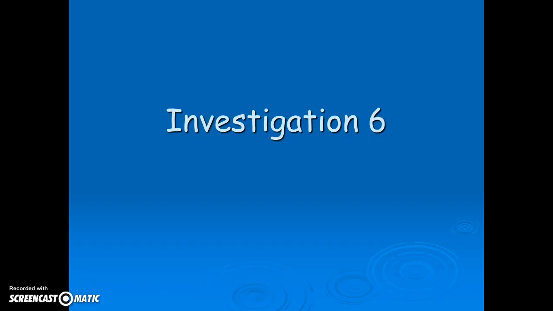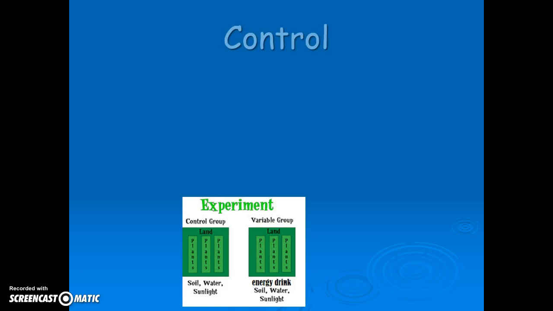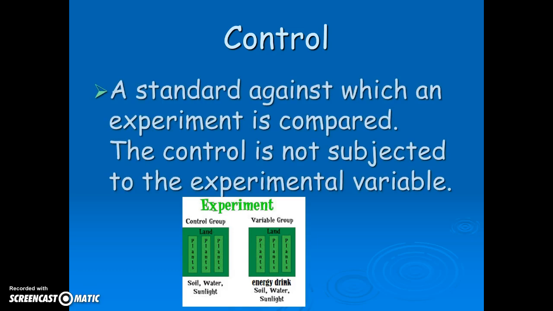Hi, this is Investigation 6 for Diversity of Life, and this vocab is on plants. So we're going to start with reviewing the scientific method, and control. We're going to be running experiments in the classroom, and control is the standard against which an experiment is compared. So in other words, the control is not subjected to the experimental variable.